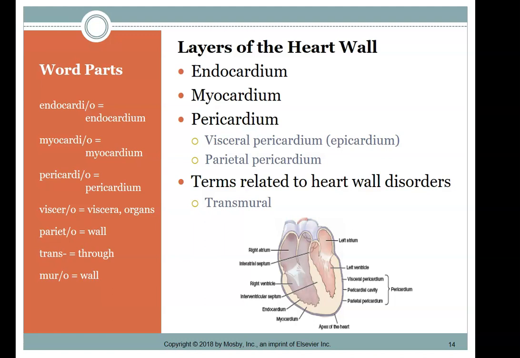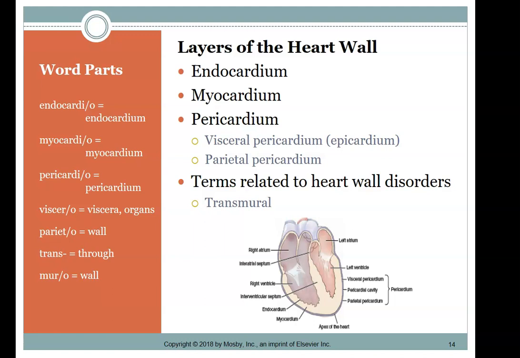The inner layer of this double fold is called the visceral pericardium, and the outer membrane closest to the body wall is the parietal pericardium. Another name for the visceral pericardium is the epicardium, because it is the structure on top of the heart.